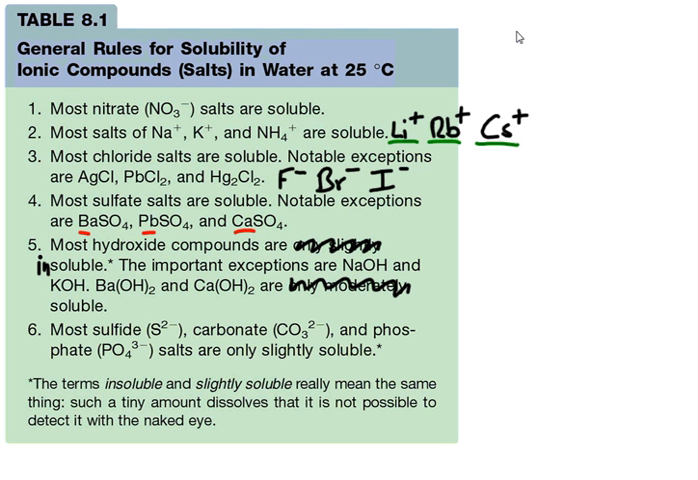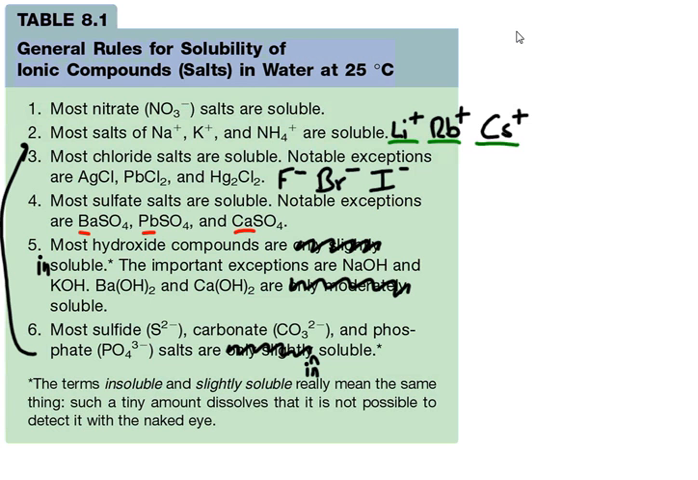And then lastly, number 6, most sulfides, carbonates, phosphates are slightly soluble. No, they're not. We're just going to say that they are insoluble. And of course, the exceptions being, even though they're not mentioned right here, the ions listed in number 2. So sodium sulfide, potassium sulfide, lithium, rubidium, cesium, ammonium sulfide, and then all of those carbonates, those phosphates, are all still going to be soluble because they have a contradiction.